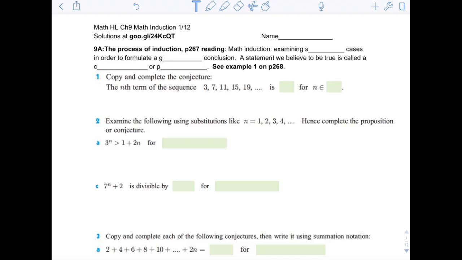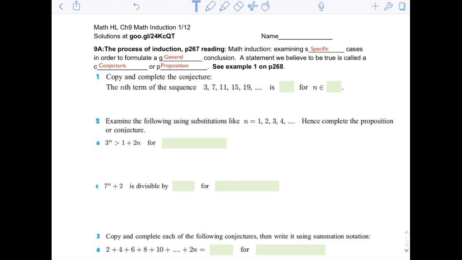Page 1 of Math Induction, Chapter 9. The process of induction, page 276, reading. Math induction is examining specific cases in order to formulate a general conclusion. A statement we believe to be true is called a conjecture or proposition. So let's look at the first problem.